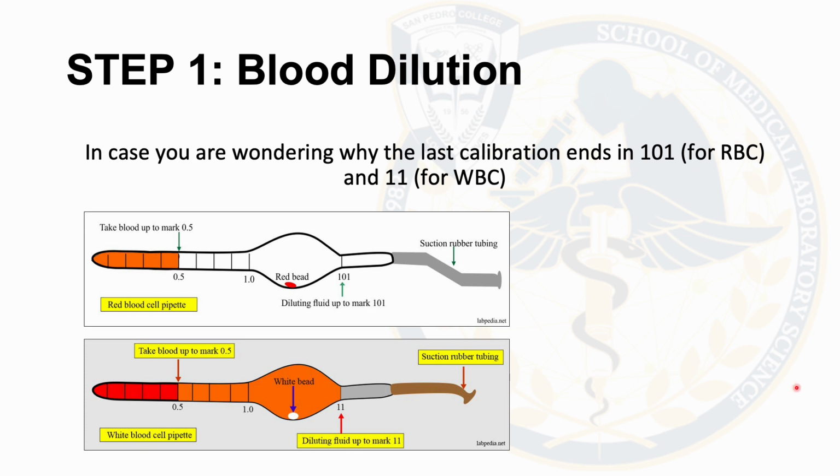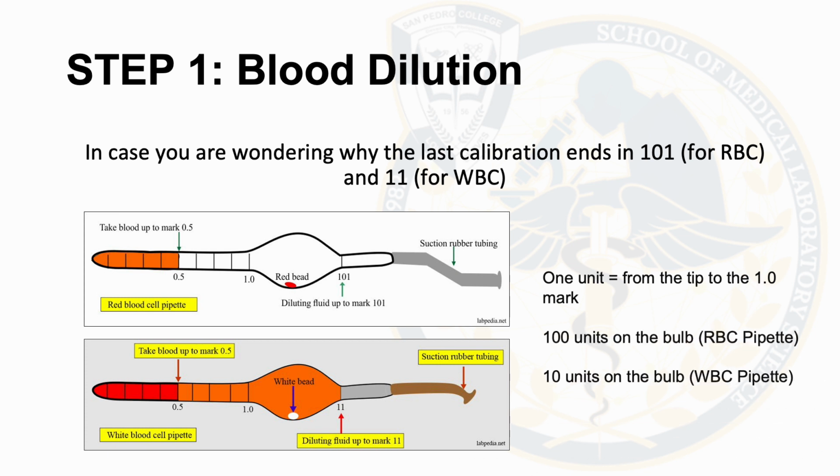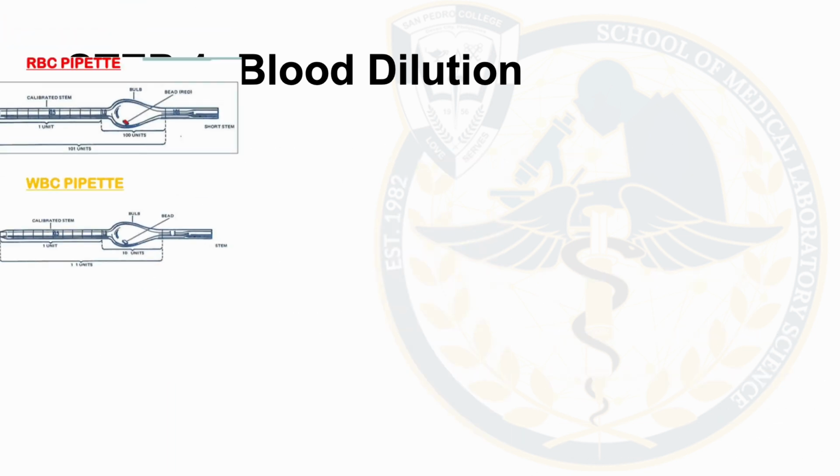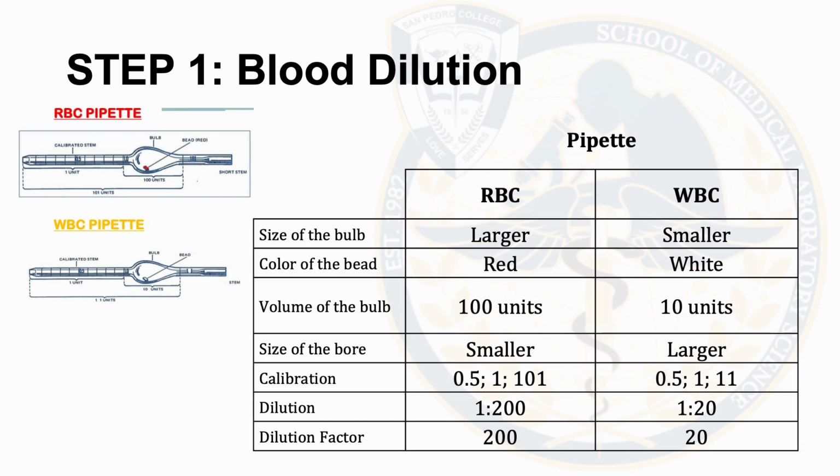Okay, so next. So, I mentioned this one already. Let's go to your differentiation of your pipette. Your RBC has a larger bulb. I mentioned this one already. Your WBC has a smaller bulb. The color of the bead is red for your RBC, while your WBC is white. So, please go through with this information.